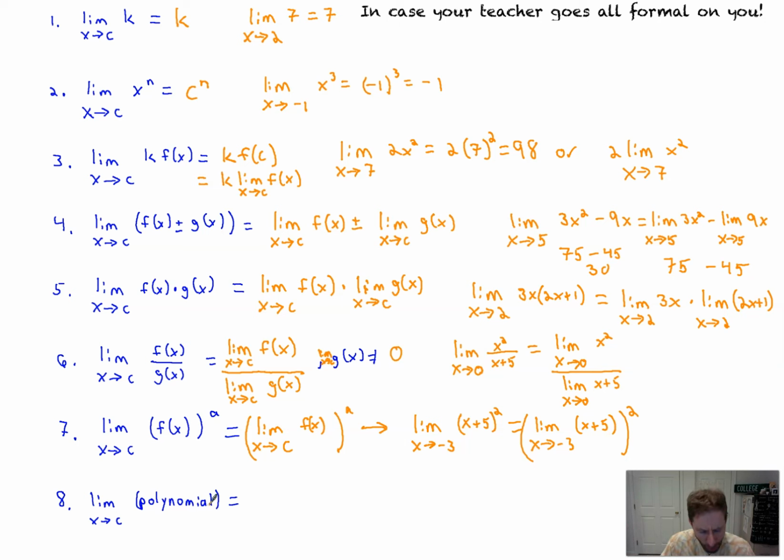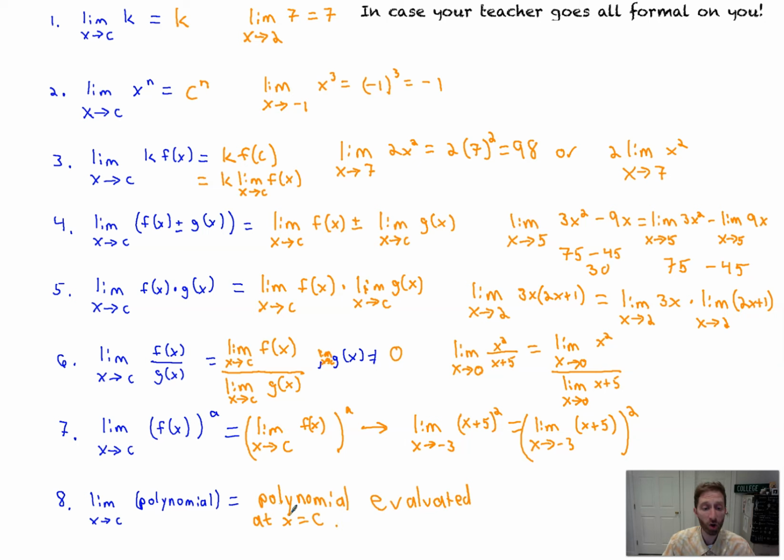Again, only if your professor's going all formal should you be going over this stuff. The limit as x goes to c of a polynomial is just going to be the polynomial evaluated at x equal to c. Okay, so what is that all about?